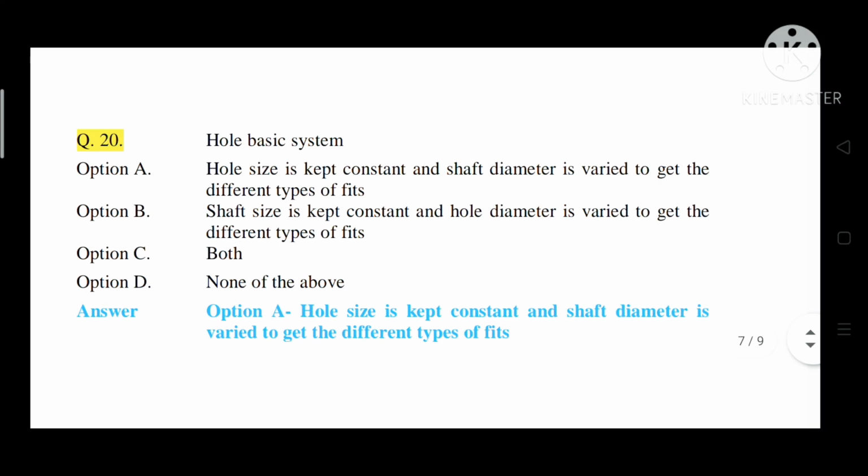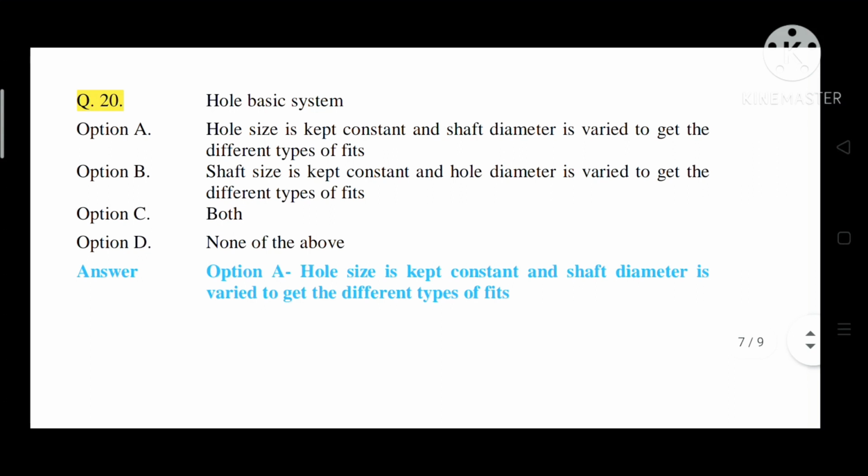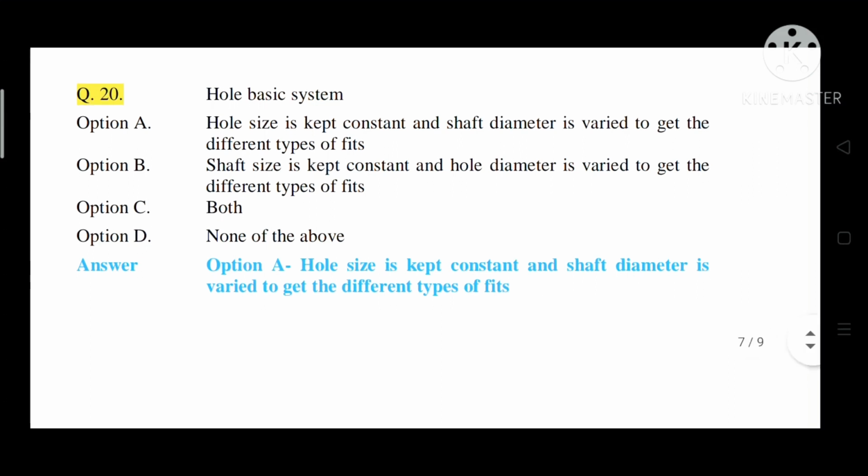Question number 20, hole basis system. Option A, hole size is kept constant and shaft diameter is varied to get the different types of fits. Option B, shaft size is kept constant and hole diameter is varied to get the different types of fits. Option C, both. Option D, none of the above. So correct answer is option A, that is hole size is kept constant and shaft diameter is varied to get the different types of fits, that is hole basis system.